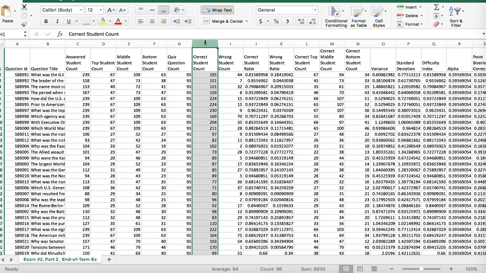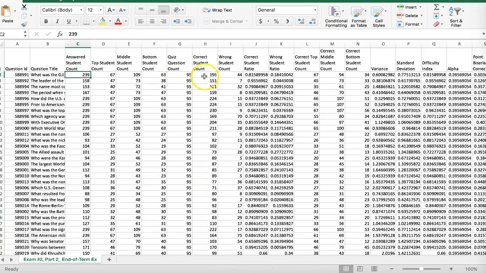So this is asking, of the 239 students who were exposed to this question, how many students got it correctly? There were 195 students who got this question correct. How many students got it wrong? Well, again, it's 44, but if you took 239 minus 195, you'll also get 44. So these two numbers, the correct and the incorrect, add up to the total students who were exposed to the question.